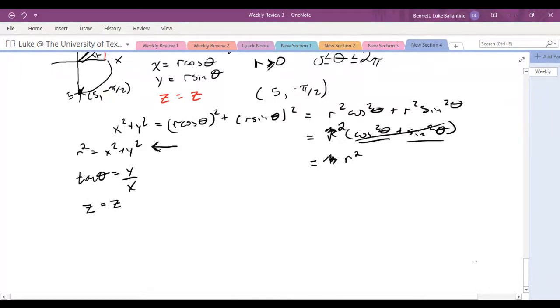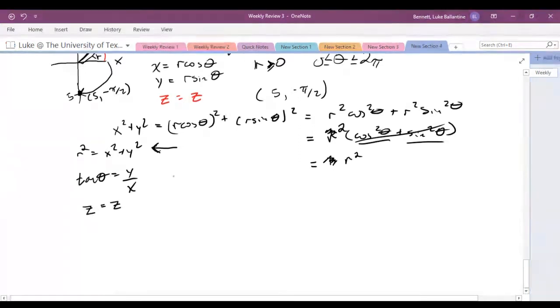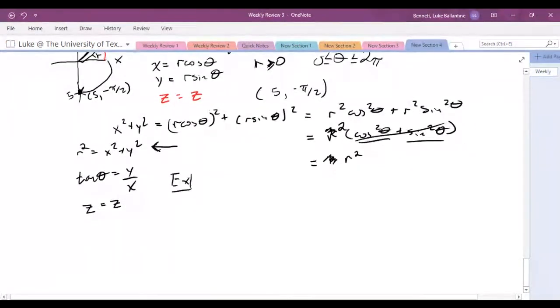So let's do an example. Let's convert cylindrical.